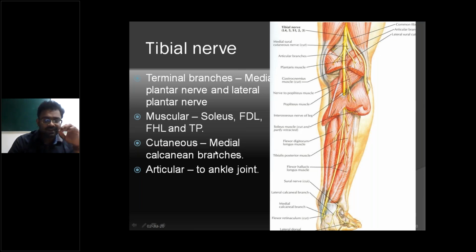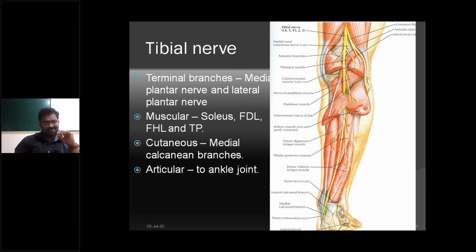Cutaneous branches supply the medial side of the heel, or the skin over the heel, via calcaneal branches. So medial calcaneal branches arise from the tibial nerve and supply the skin on the heel. Articular branches supply the ankle joint, and the last terminal branches are the medial and lateral plantar nerves. These are present in the sole of the foot and supply the sole of the foot.